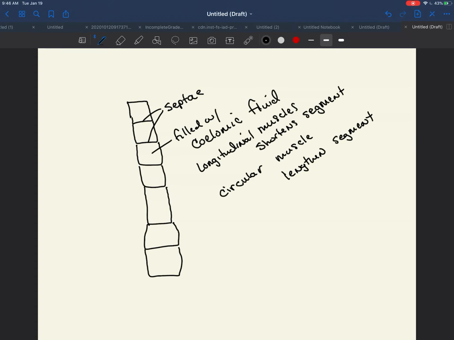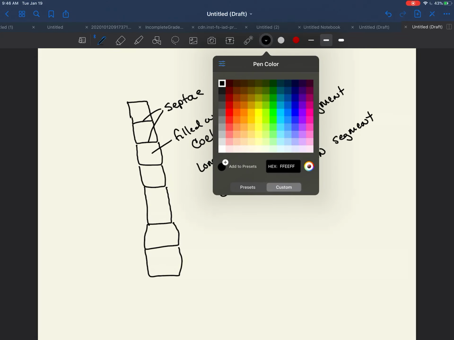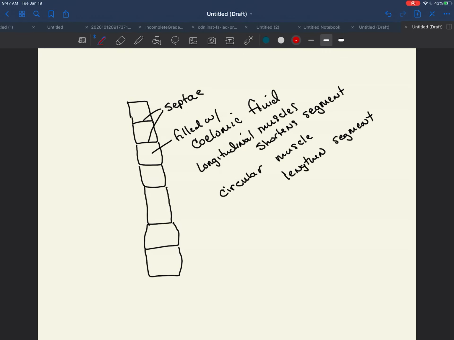So let's use a different color, and let's look at how the muscles contract. Actually, let's use red for muscles. Let's say that, for example, my circular muscles contracted here. So it's like squeezing the segment. Notice that that segment is long. Here, my longitudinal muscles contract, and that is going to shorten my segment. And my coelomic fluid is going to move like this. So this is the movement of the fluid.